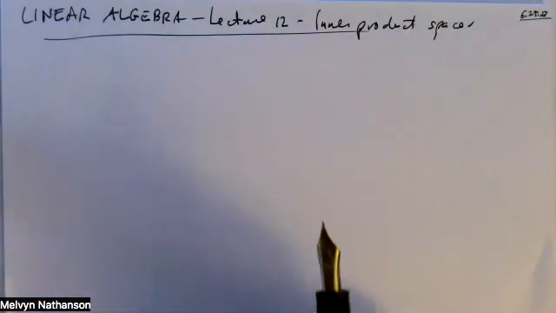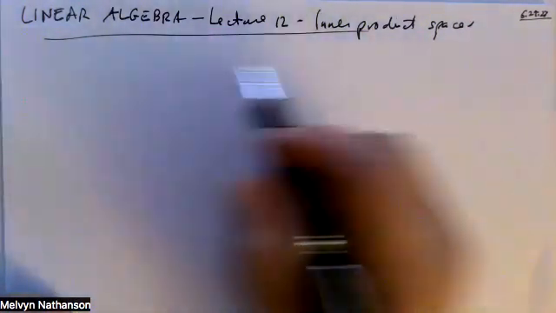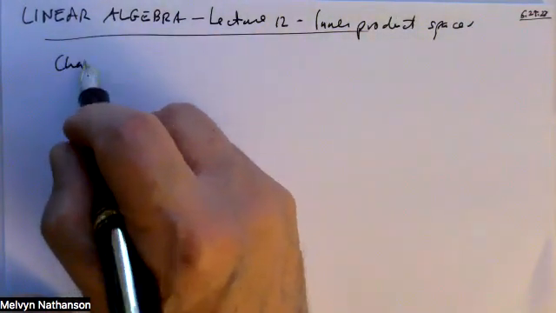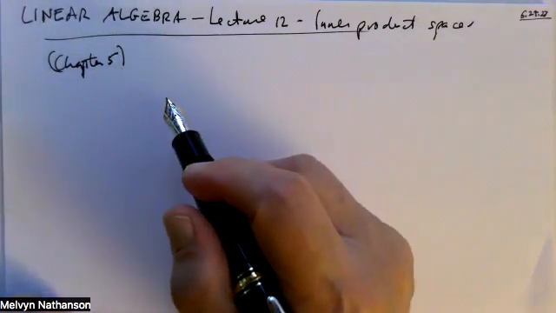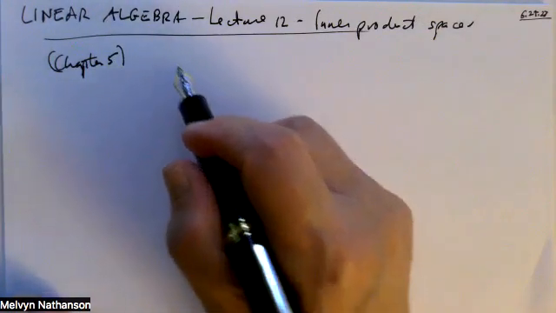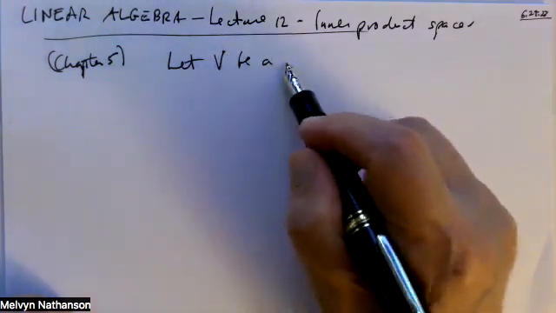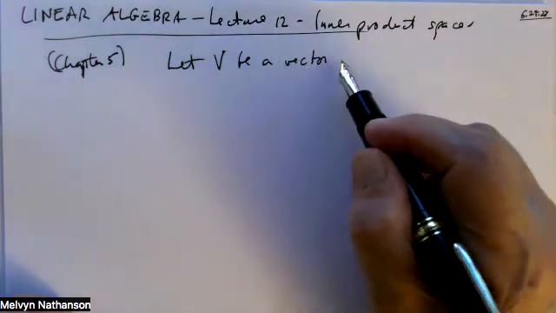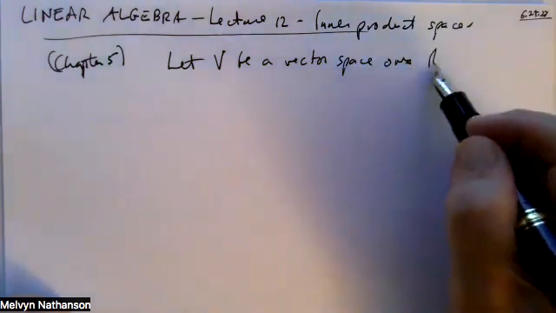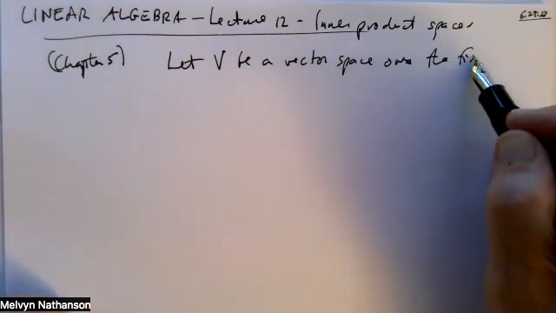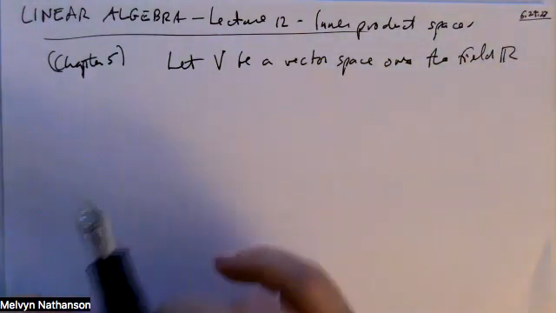So today I'm going to talk about inner product spaces, which is in the text, chapter 5. And we have that V be a vector space over the field R of real numbers.